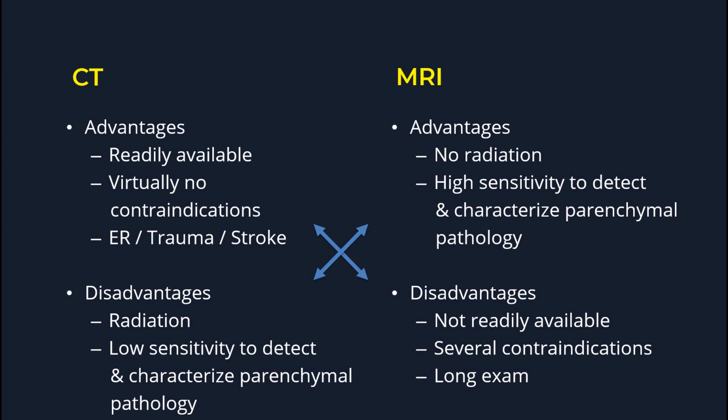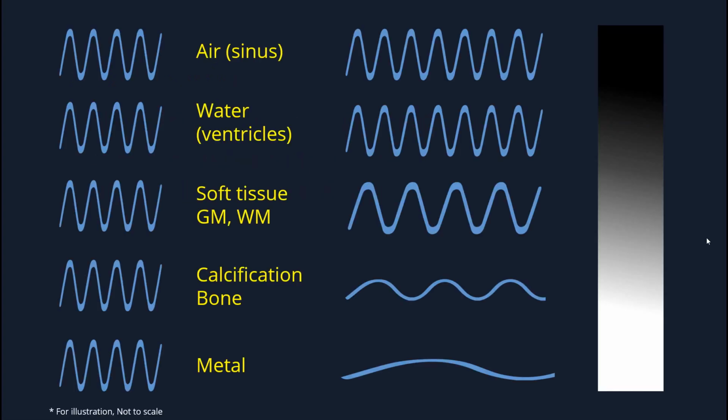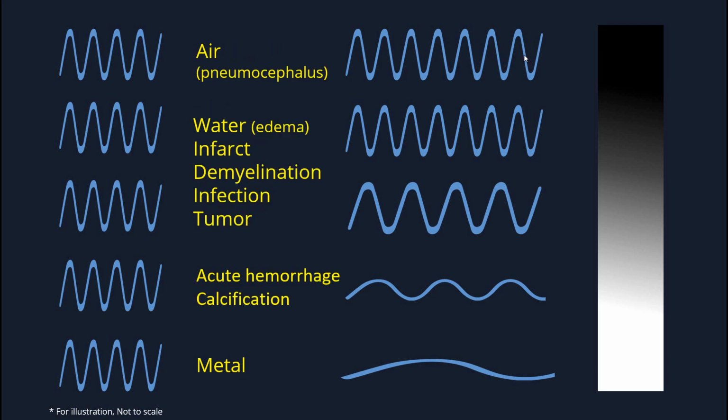These modalities are complementary. So in summary, plain radiographs and CT utilize radiation. The appearance of normal structures and pathology can easily be predicted. To do that, keep this slide in mind, that the way the radiation is attenuated by the density of a structure, whether it's a normal structure or whether it's pathology, is going to determine its color, which in the medical terminology we're going to call its density on CT, and this applies for normal structures and pathologic structures.